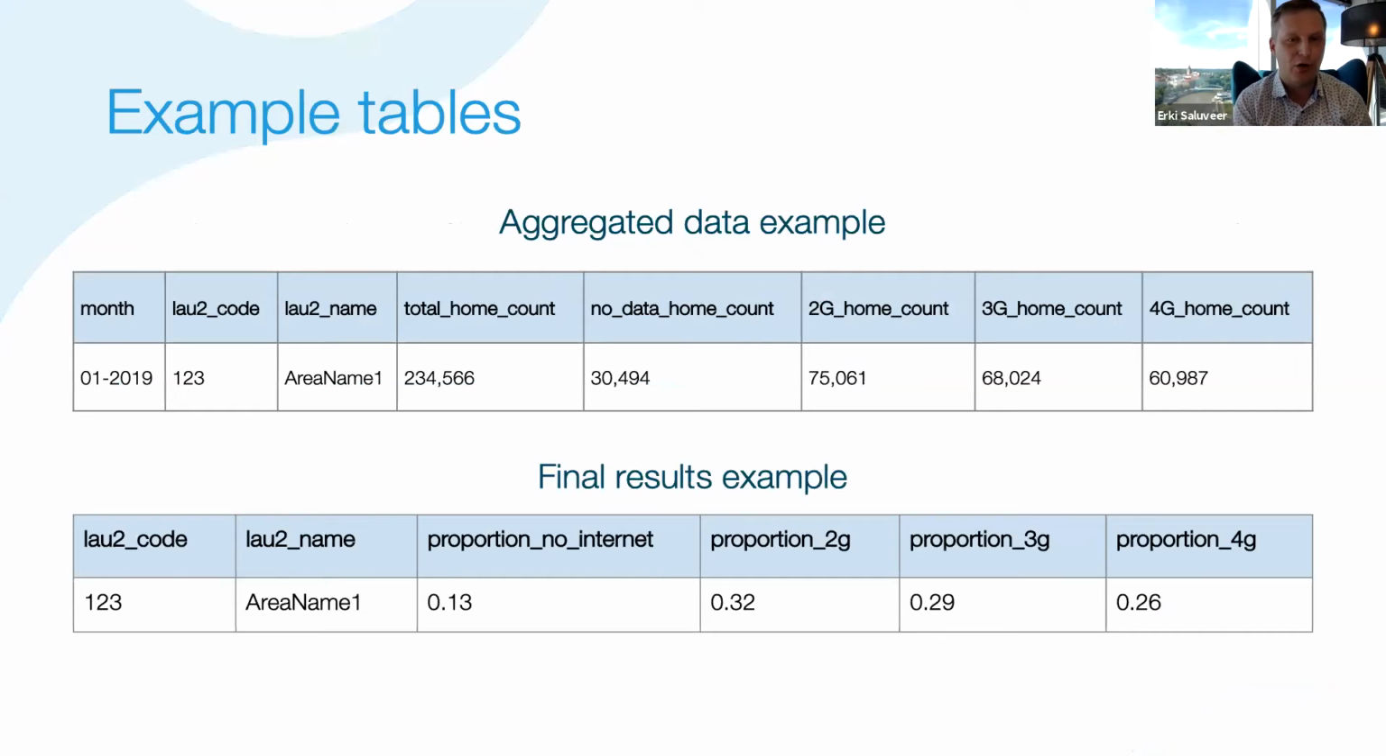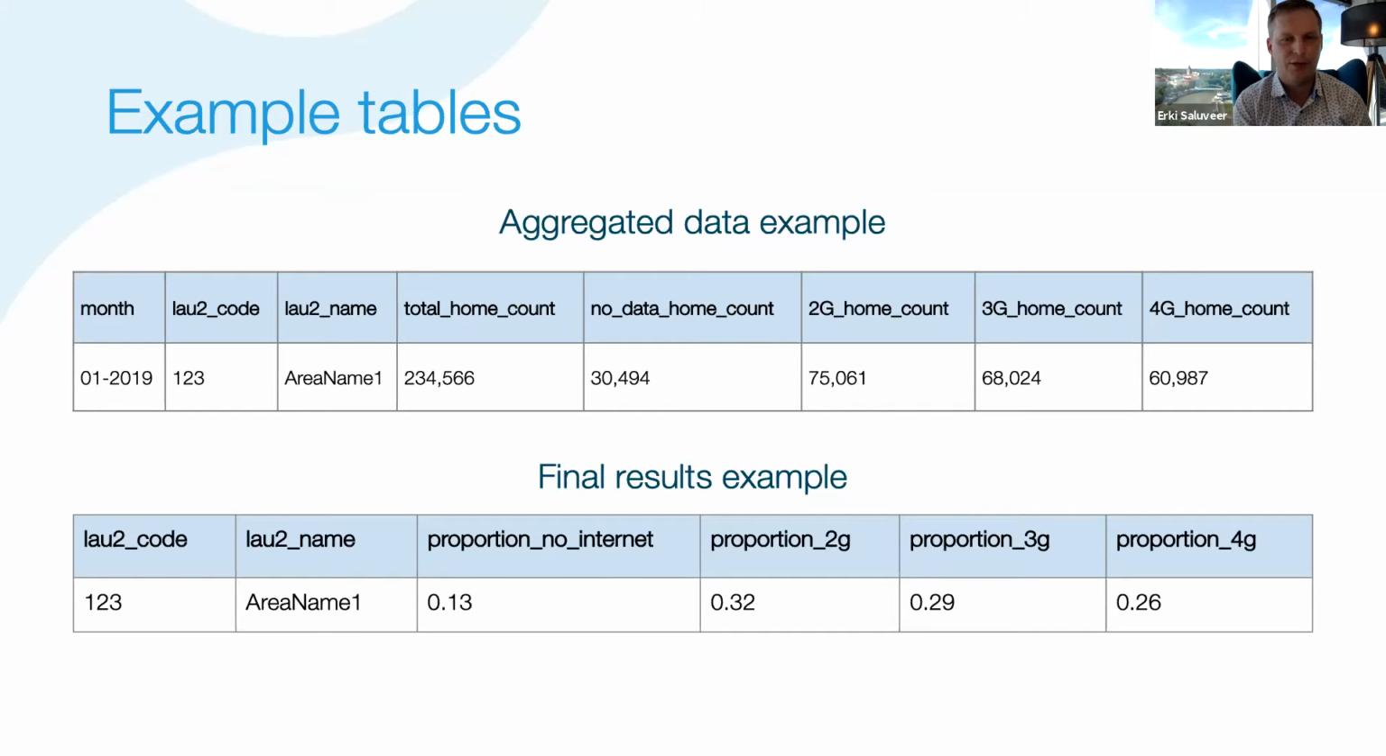The aggregated tables would look something like that. So we would calculate for each month, for each local administrative unit, first of all, how many there are total home counts. So basically the total number of subscribers that we could calculate homes, and out of them, the number of subscribers who do not have internet, and then those who have internet, we would divide into the breakdown of 2G, 3G, and 4G. And out of that table, we would calculate the proportions.